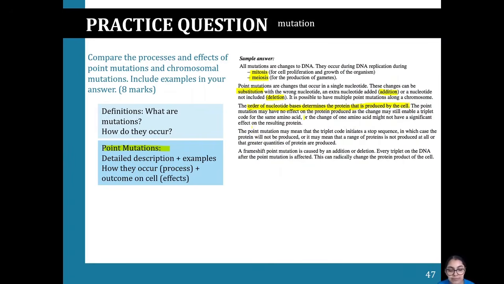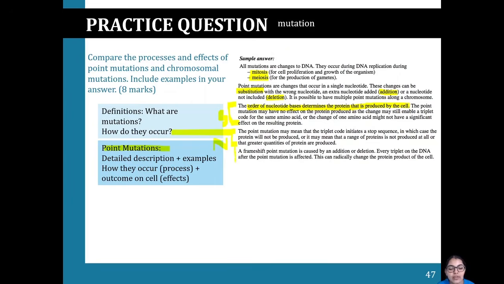Can you identify which type of effect they're talking about here? It may have no effect, and so they're talking about the silent effect here. So that's silent. The point mutation may mean that the triplet code initiates a stop sequence, in which case the protein will not be produced. It may mean that a range of proteins are not produced at all, or the greater quantities of proteins are produced, and that will be nonsense mutation.